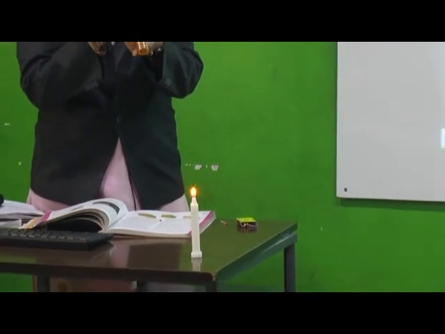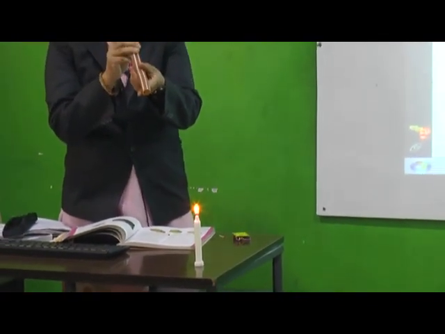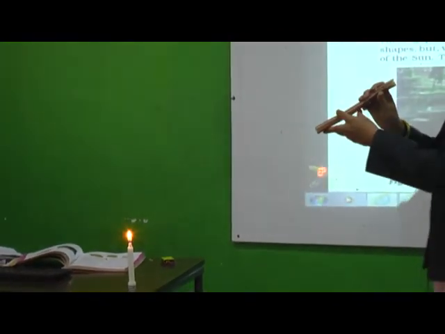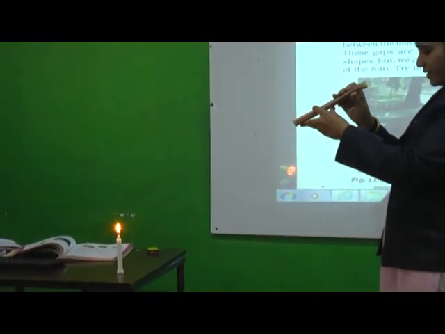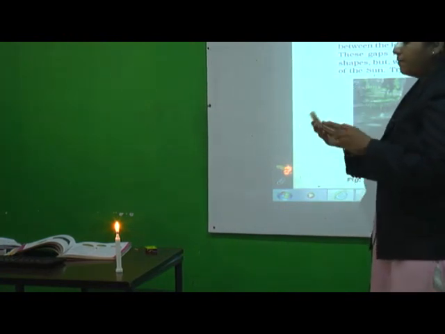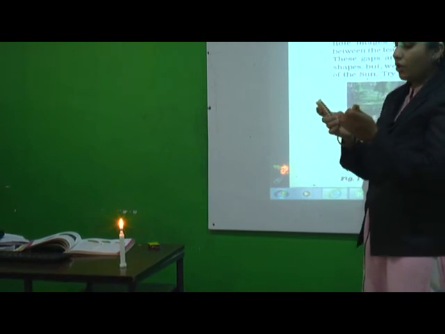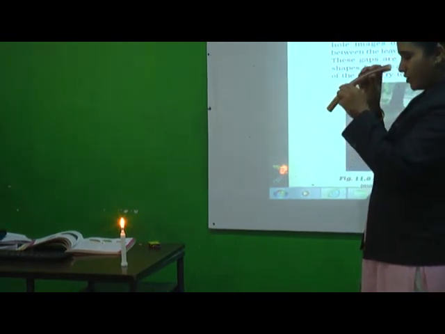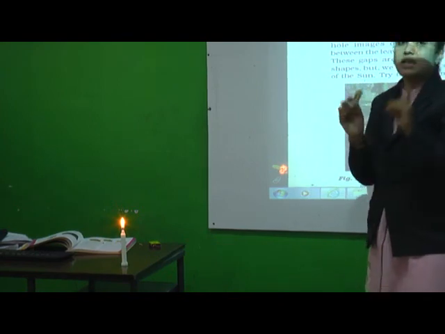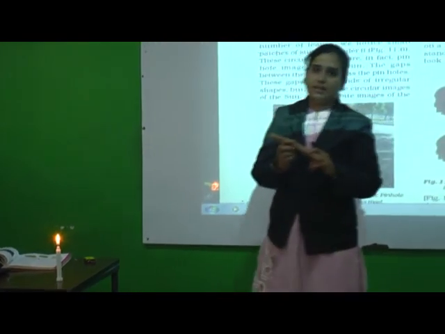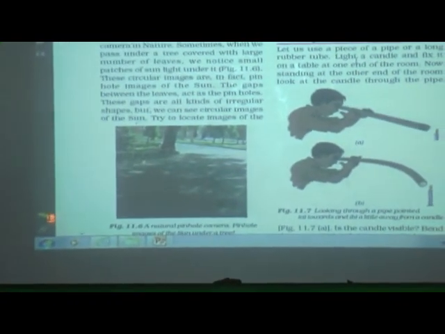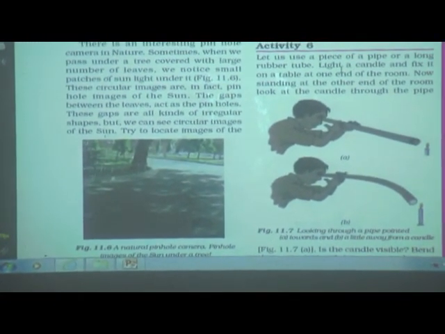So I can see clearly the flame of a candle. See here, this one is the straight pipe, so I can see the flame of the candle. But when I bend this pipe, I will not see it. Can I see? No. So this shows us light travels in a straight line. Now students, in this way you can do this in your home.